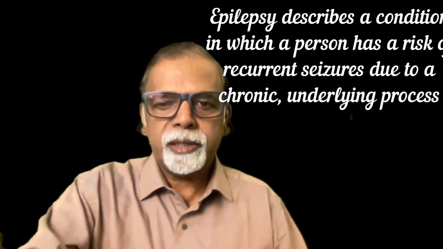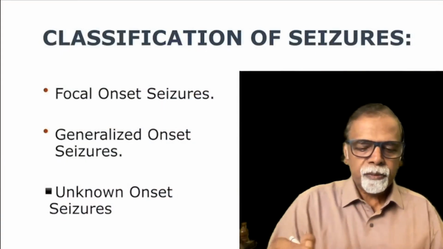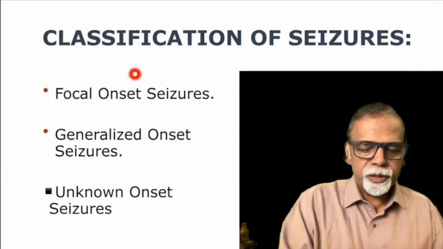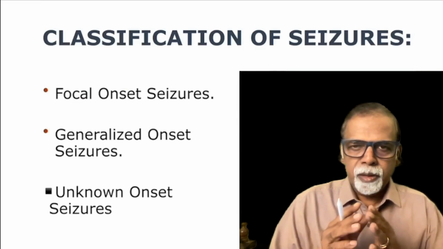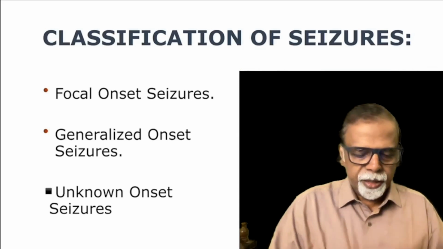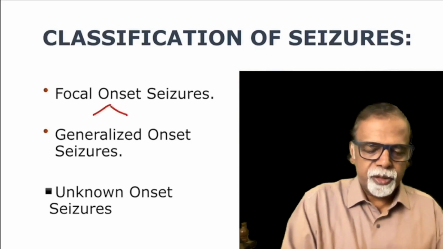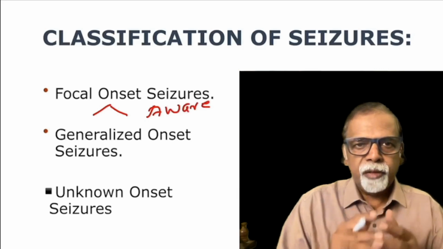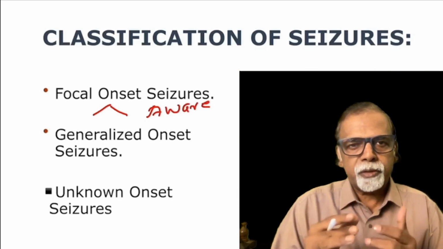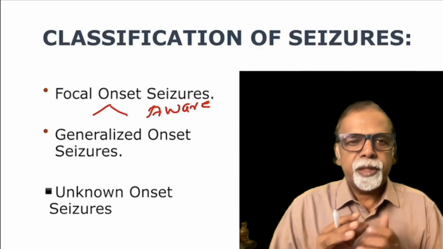Now we go into the classification of seizure disorders. As mentioned, focal onset is based on the site of origin. This can again be divided into two types: focal onset seizure with awareness, where the patient is fully aware, and focal onset seizure with impaired awareness.